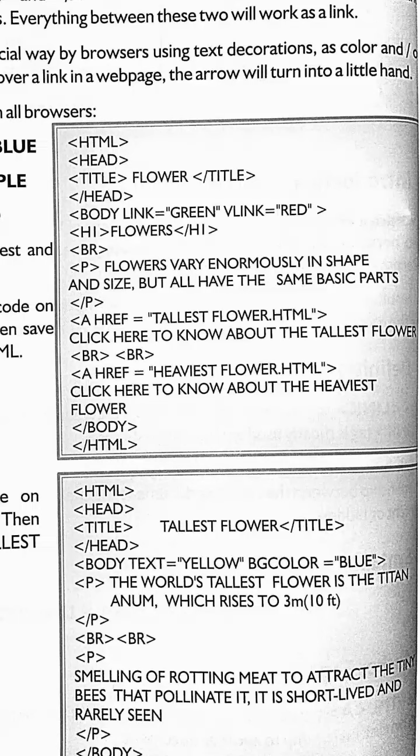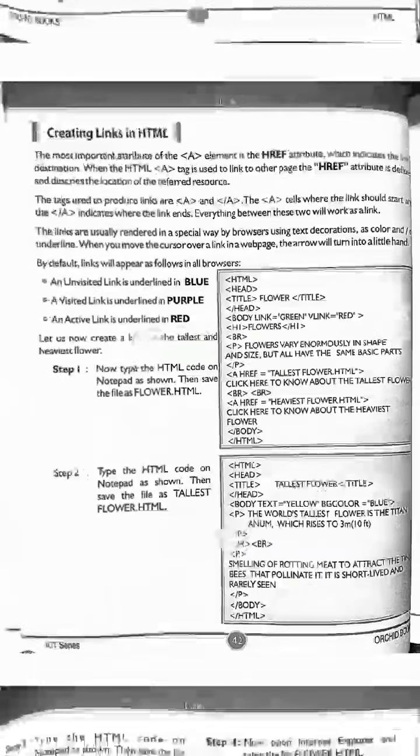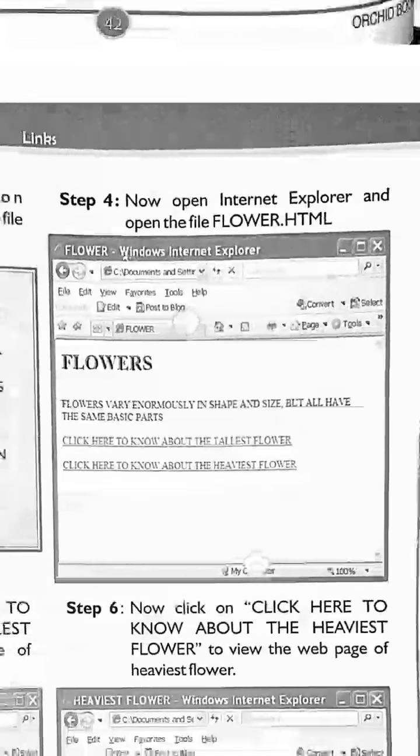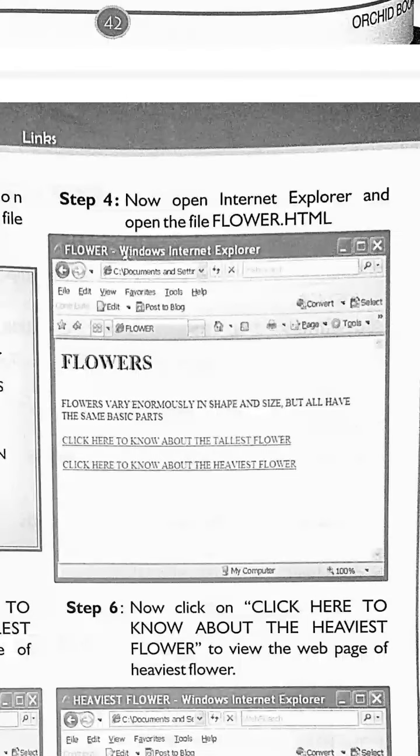That is the link text. And in the next line you can also see, click here to know about the heaviest flower. So this will be displayed in the page. We'll see that. This is the output of that first page, and you can see that it is providing you two links.